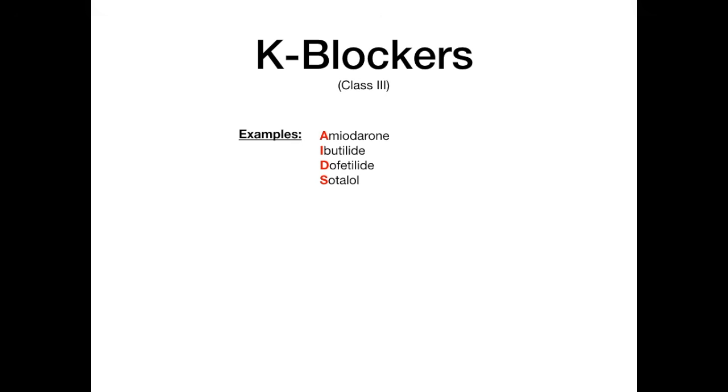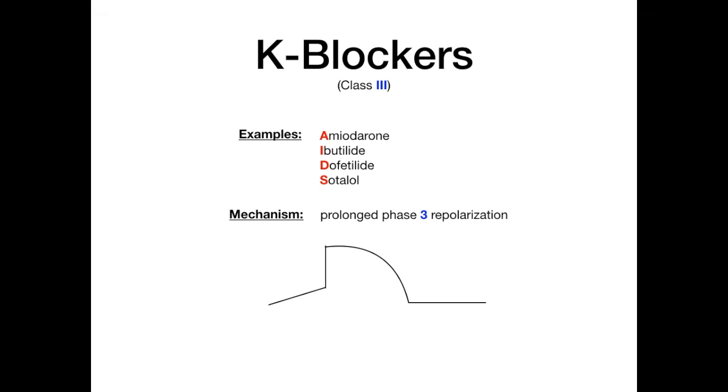Well, you just have to memorize it, unfortunately. AIDS are your potassium channel blockers, your class 3 antiarrhythmics. The mechanism of the potassium channel blockers is that they prolong phase 3 of repolarization. In black, you see the normal cardiac action potential. If you introduce a potassium channel blocker, also known as a class 3 antiarrhythmic, you're going to prolong phase 3 of repolarization, and what you get is shown here in blue.